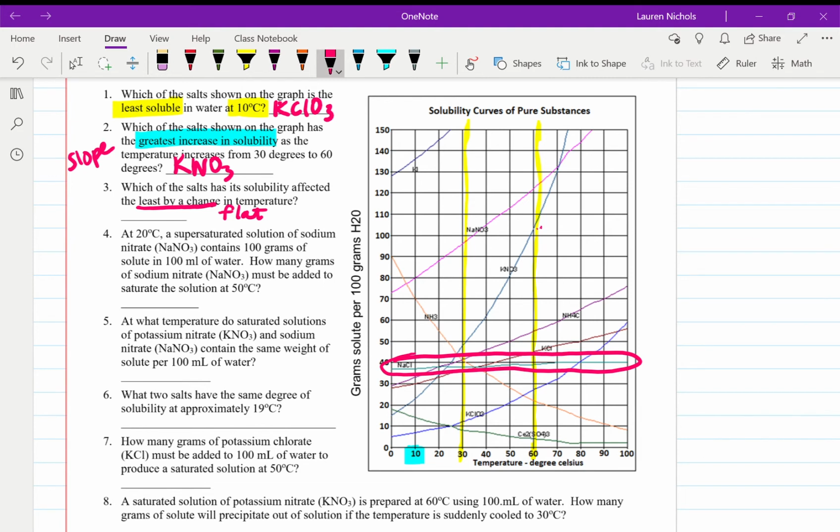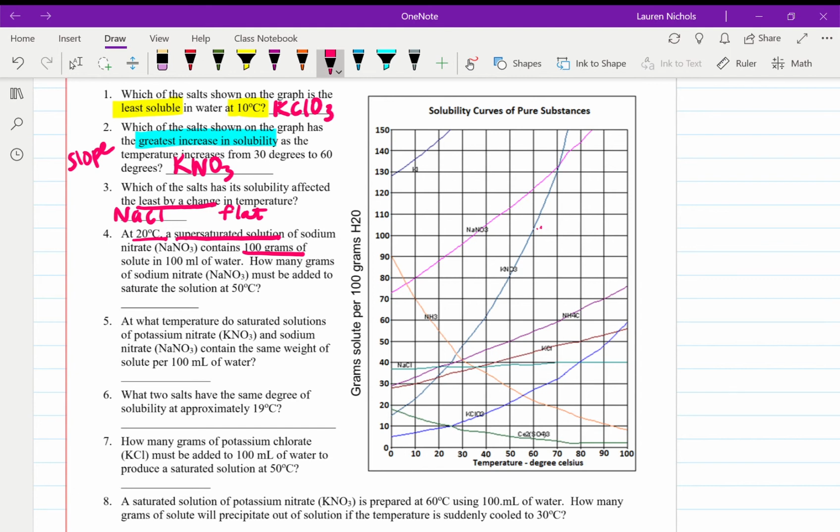That line is very, very flat. So that's what I would go with. Now, number 4 says at 20 degrees Celsius, a supersaturated solution contains 100 grams of solute in 100 milliliters of water. How many grams of sodium nitrate must be added to saturate the solution at 50 degrees?